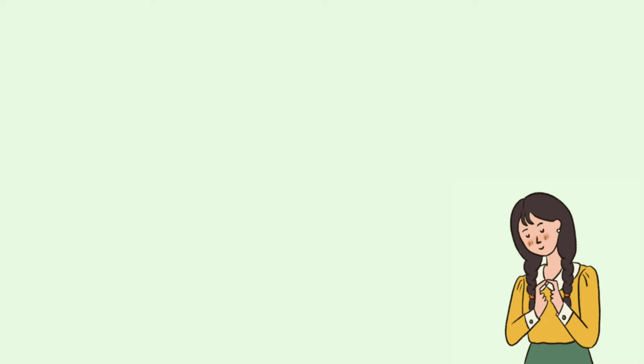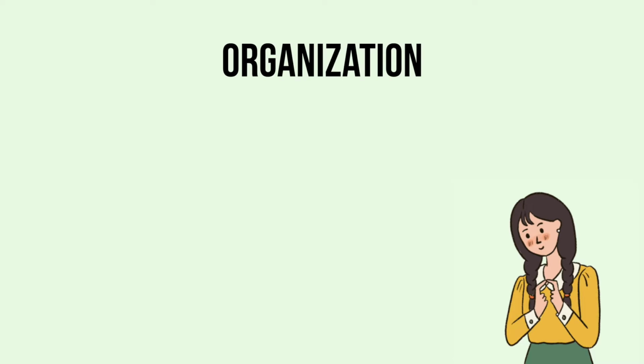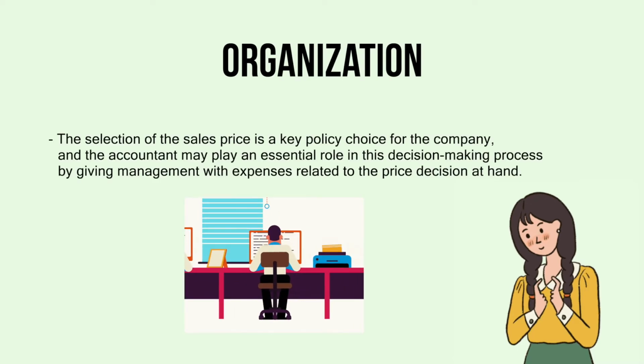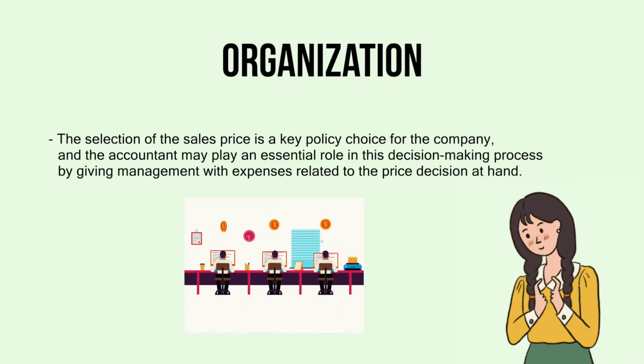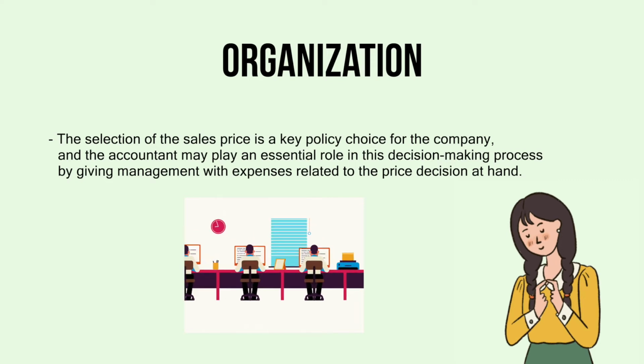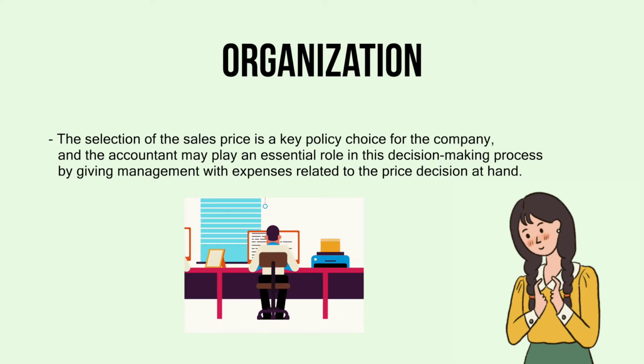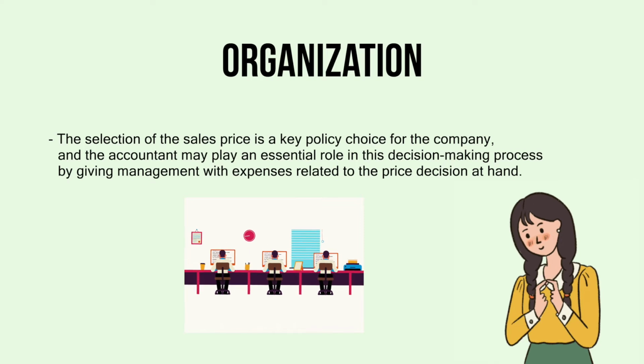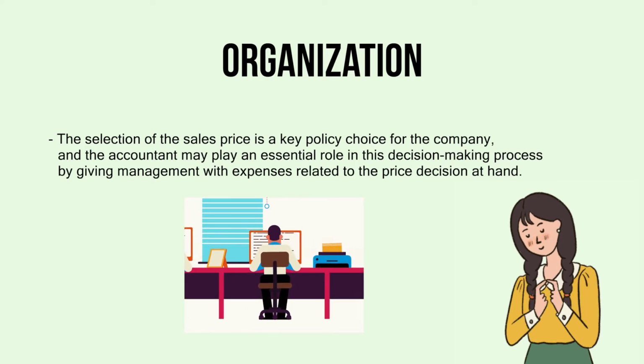The second last factor in microenvironment is organization. The selection of the sales price is a key policy choice for the company, and the accountant may play an essential role in the decision-making process by giving management the expenses related to the price decision at hand.